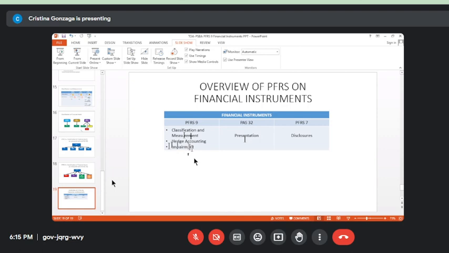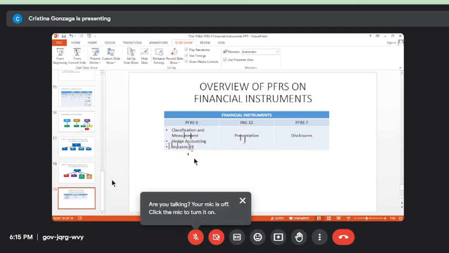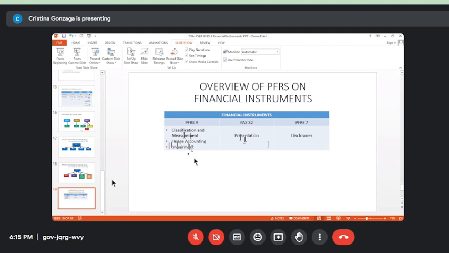Because when you say financial instruments, they mean either financial asset or financial liability. Financial asset, point of view of the investor. Financial liability, point of view of the investee. Right? And the next one is PFRS number 7, which is about disclosures of financial instruments in the notes to financial statement.